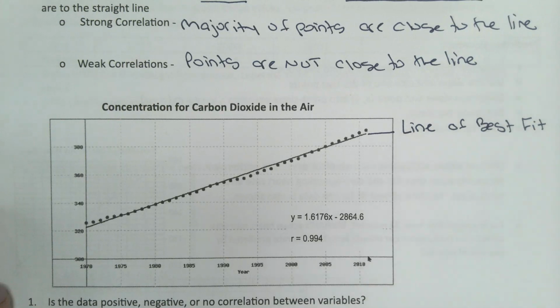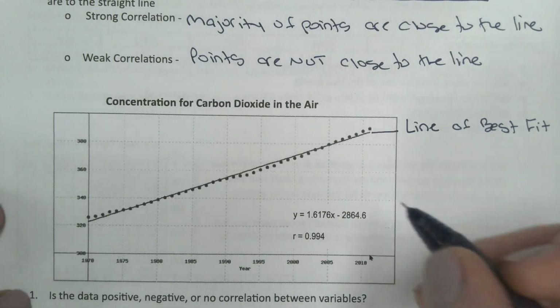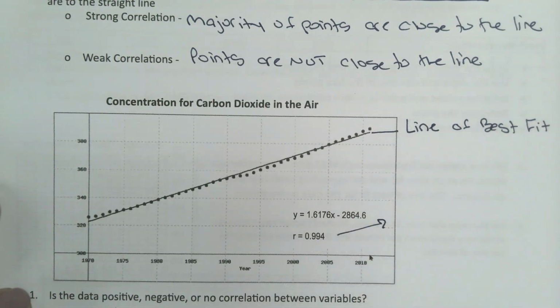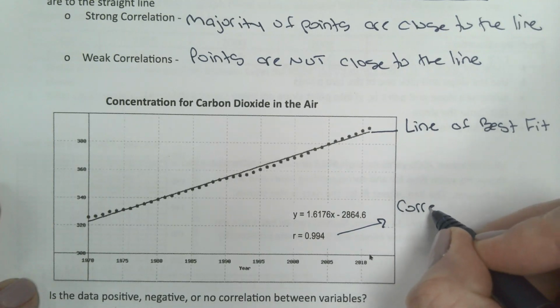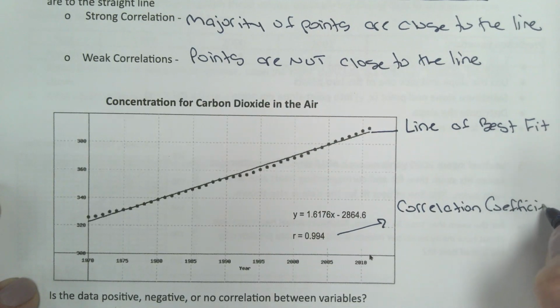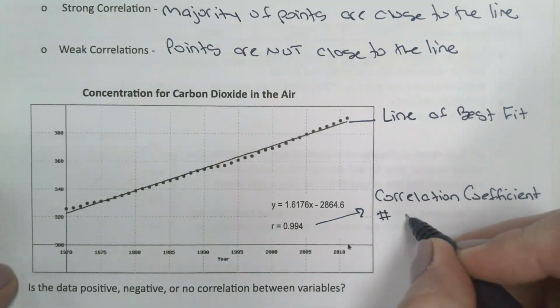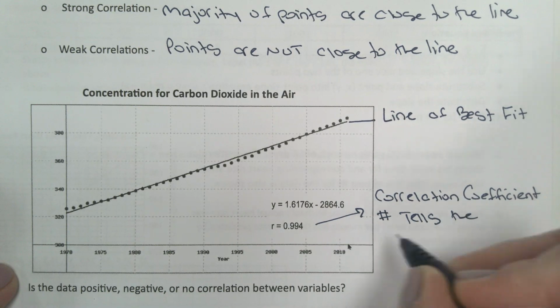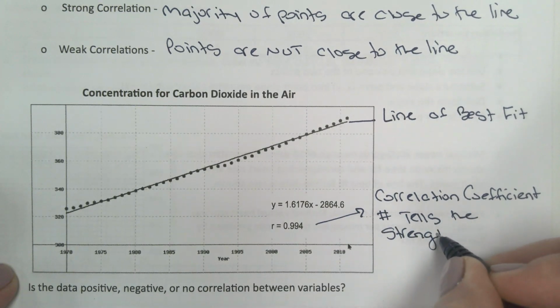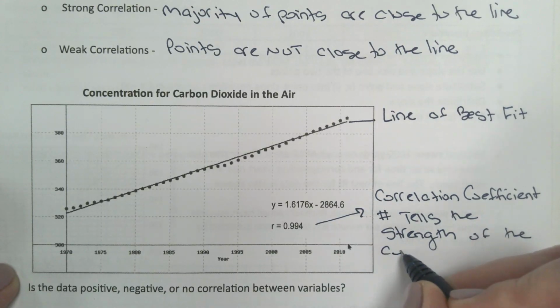This R value right here, anyone that goes on to take a statistics class will probably learn much more about this. This R value is what we call the correlation coefficient. The correlation coefficient is a number that tells the strength of the correlation.